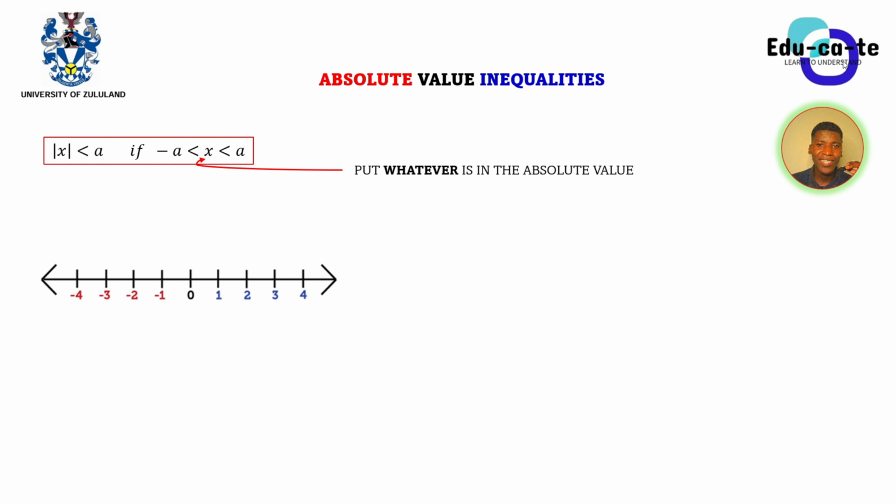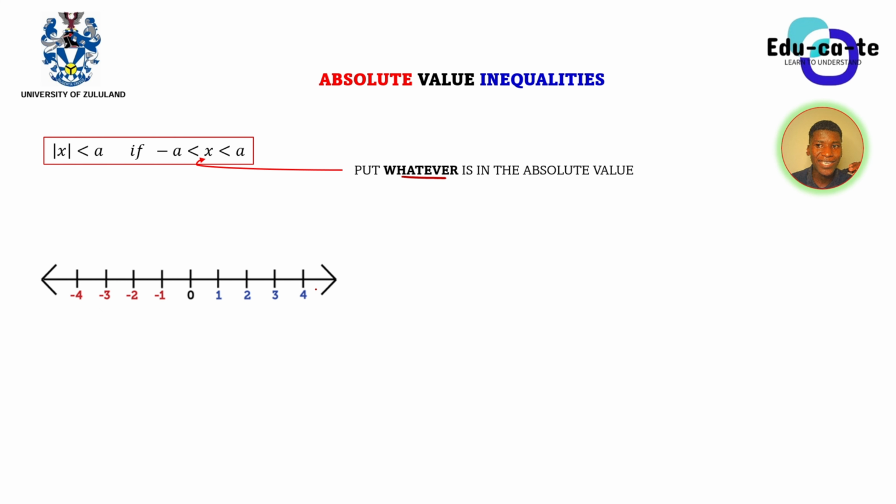But in this case, when we're looking at absolute value inequalities, we have either a less than or a greater than. So we are going to start with: the absolute value of x is less than a if negative a is less than x and x is less than a. So here you put whatever is in the absolute value between negative a and a. But this clearly doesn't make sense just looking at it.